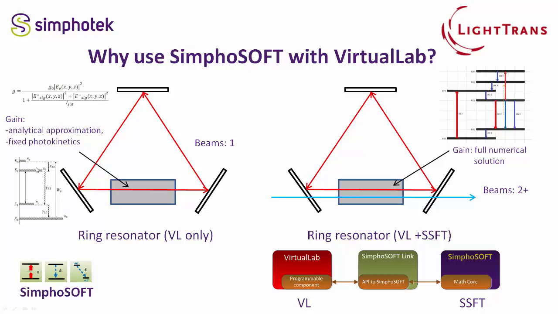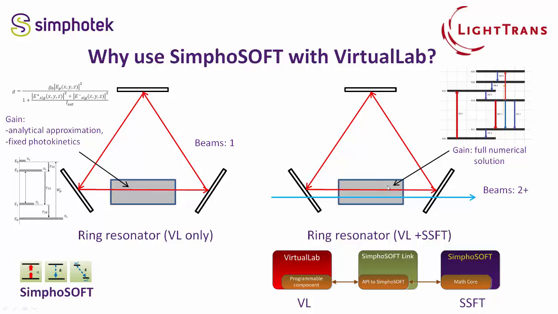The fixed energy level diagram is shown here on the left with 4 energy levels. And the analytical approximation is given by the gain G up here in the left-hand corner. However, if you model a ring resonator using VirtualLab and SimphoSOFT, you gain several advantages.